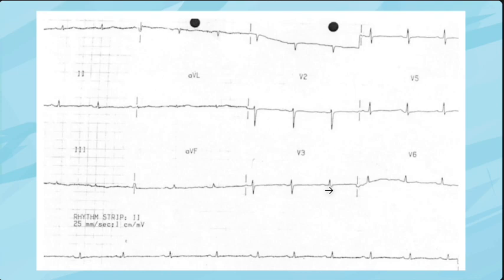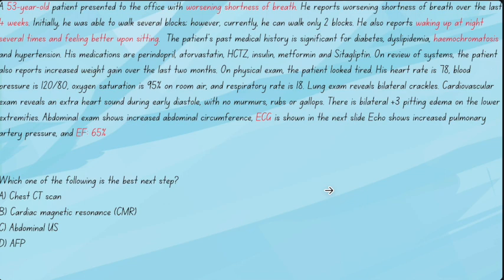So going back to the question, this guy probably has hemochromatosis that led to secondary diastolic dysfunction, and we need a cardiac magnetic resonance, CMR, to diagnose myocarditis and infiltrative diseases. Chest CT scan is usually used when you have chronic pericarditis, where there is calcification, constrictive pericarditis. Constrictive pericarditis leads to calcification. You can see it on the chest CT scan.